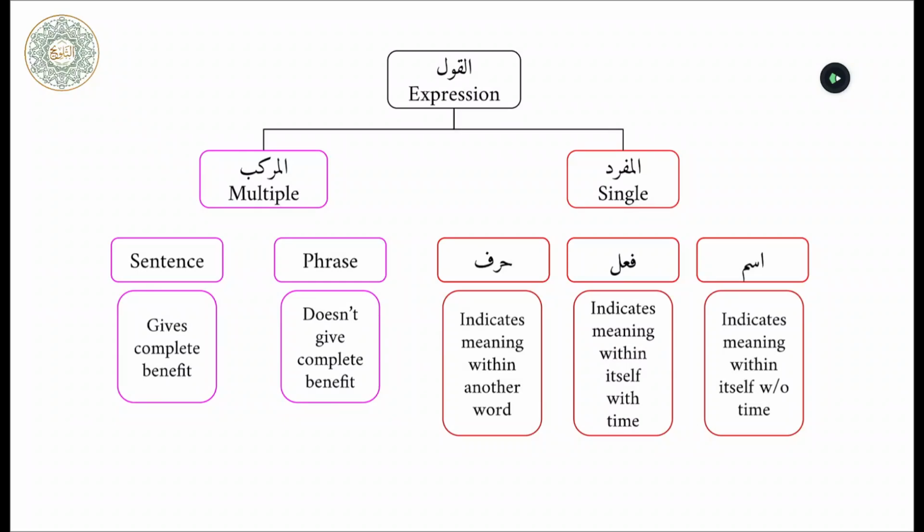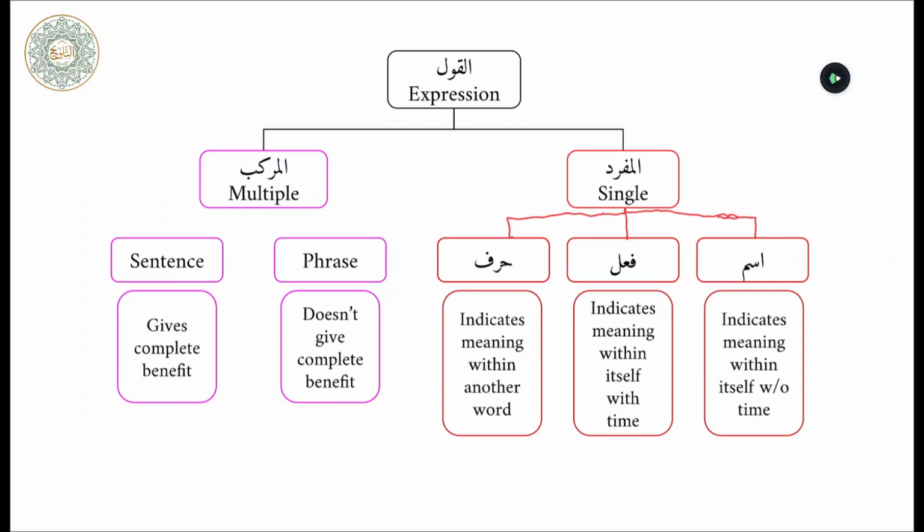Now in English, a single word can be a noun, it can be an adjective, it can be an adverb, etc. So in English, you have a lot of different categories: noun, adjective, adverb, verb, preposition, etc. In Arabic, we only have 3 categories. A single word can only be one of 3 types. What are these three types? Either that single word is an ism, or it's a fi'l, or it is a harf.